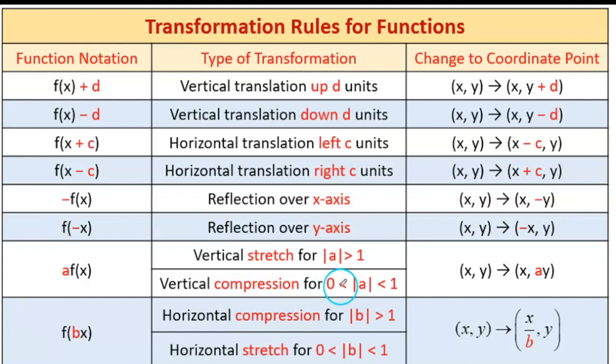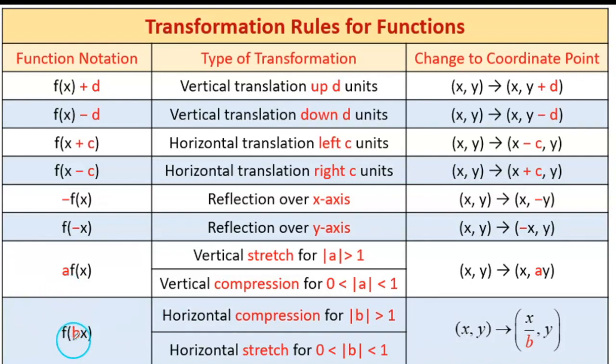Absolute value will be between 0 and 1. Then I'll have a vertical compression. For the most part, the stretch is when the graph is narrow. Many teachers say narrow compression, when your graph becomes wider than the standard one, than my parent function.